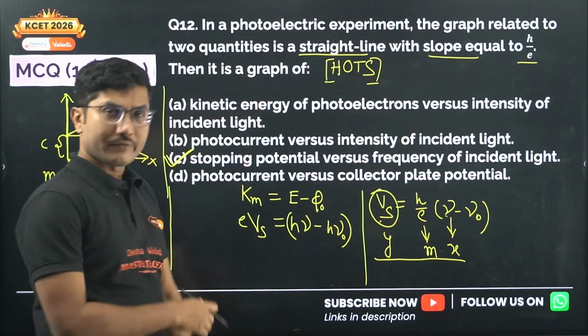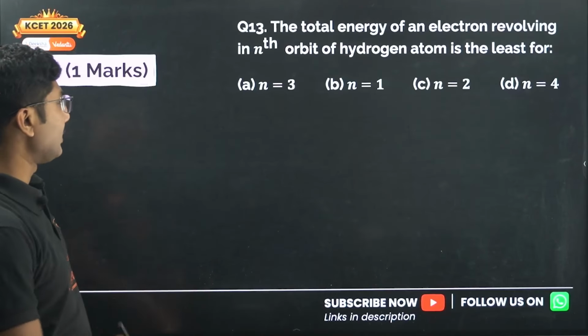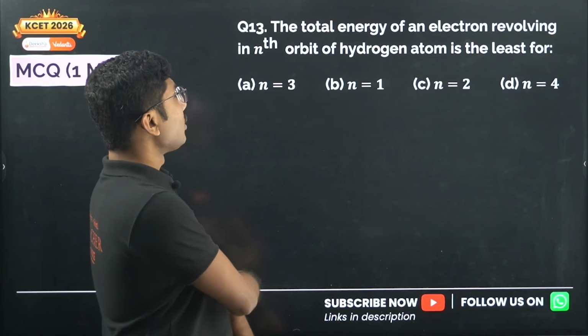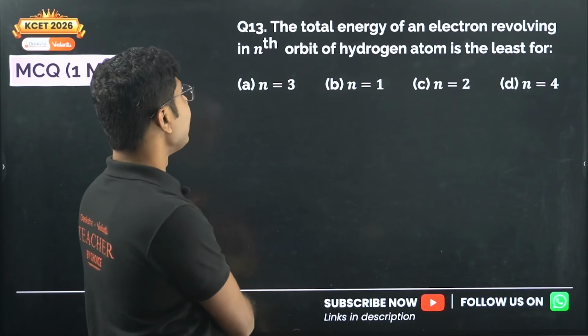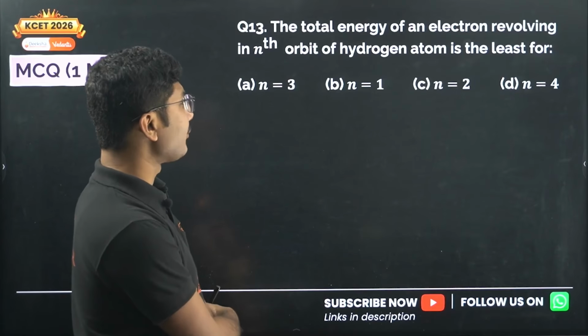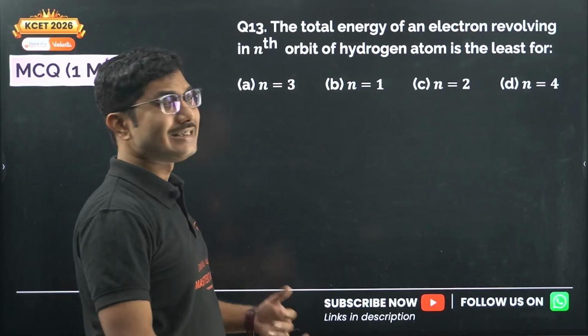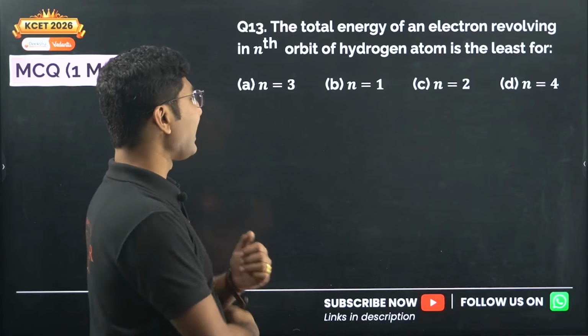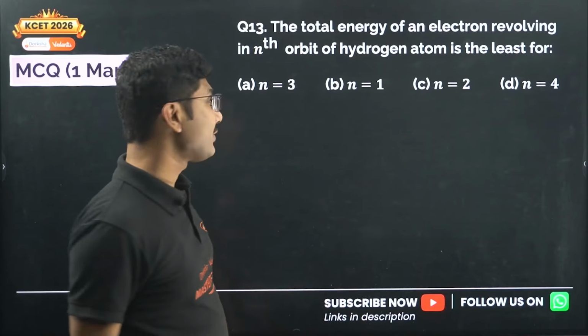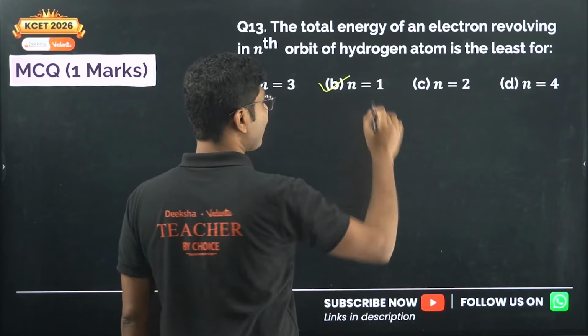Okay, so this question is a difficult question. Now let's move on to the next question. The total energy of electron revolving in nth orbit of hydrogen atom is least for. So total energy of electron is least when n is smallest. Okay, n is equals to 1.